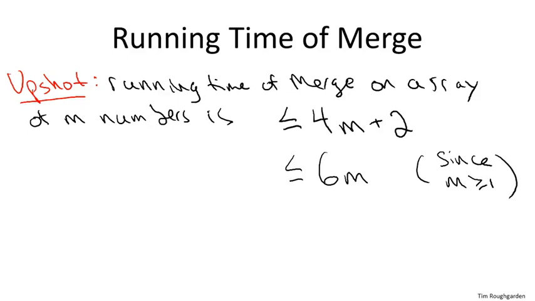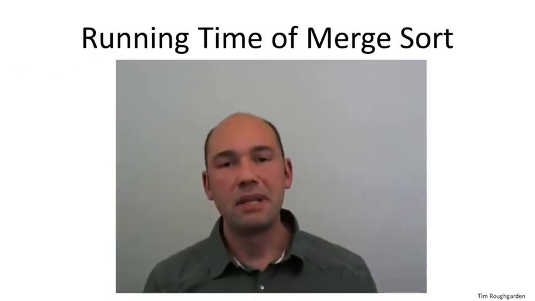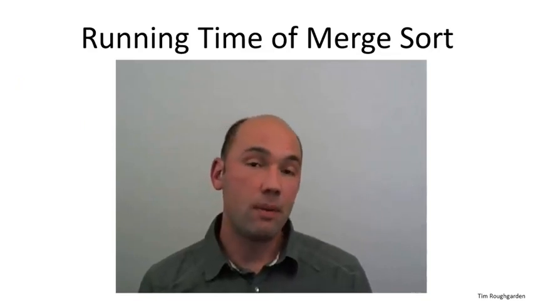Okay? You have to admit, it's true, 6m always is at least 4m plus 2. It's very sloppy. These numbers are not anything close to each other for m large, but let's just go ahead and be sloppy in the interests of future simplicity.